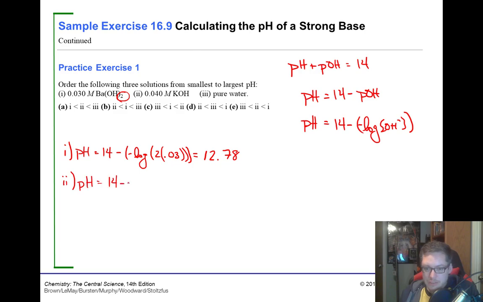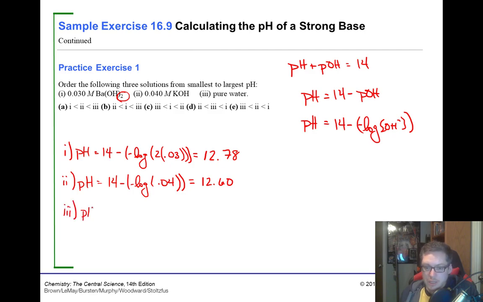And then for 2, same idea. pH is equal to 14 minus the negative log of 0.04, and there's just one of those hydroxides you're going to make, so you just do that. So you get 12.62. Ooh, that's close. 12.60.